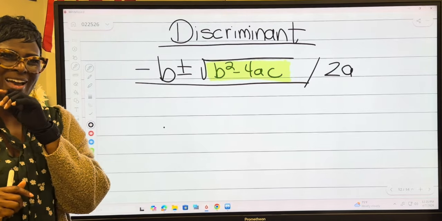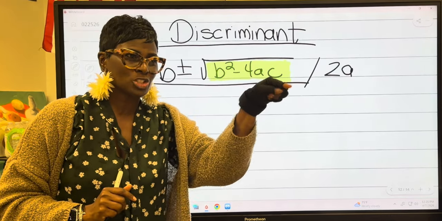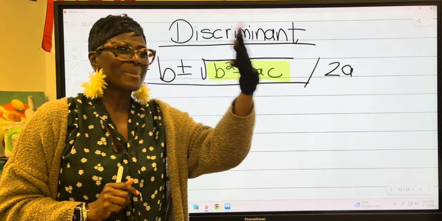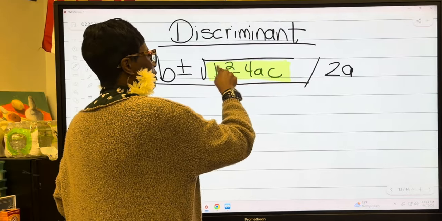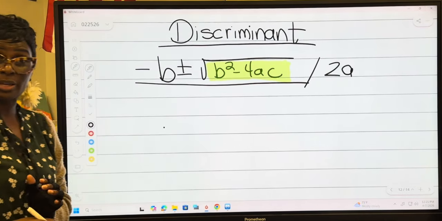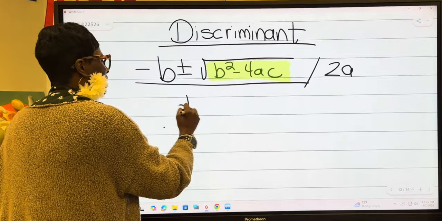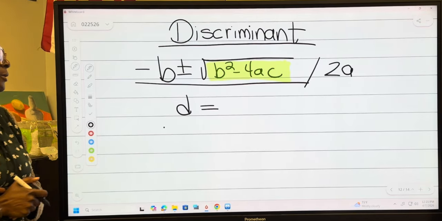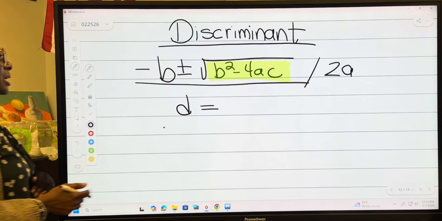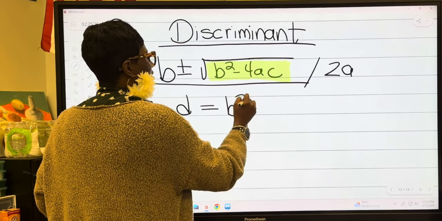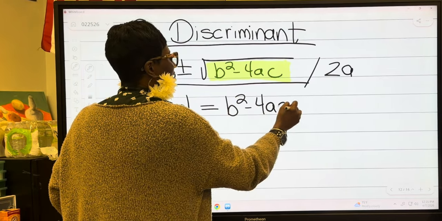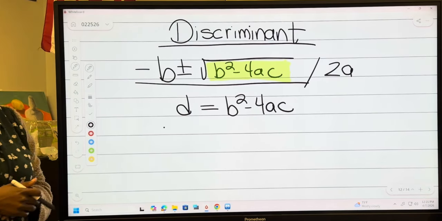Ms. Stampley, how do I find out how many solutions? Not what the solutions are, but how many solutions. I'm going to use this piece right here, which is called a discriminant. Are y'all with me? So here's what I want you to write. D equals. What does D stand for? Discriminant. D equals b squared minus 4ac. That's it.